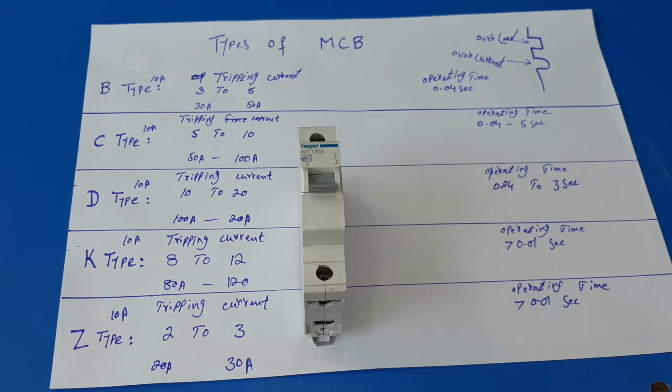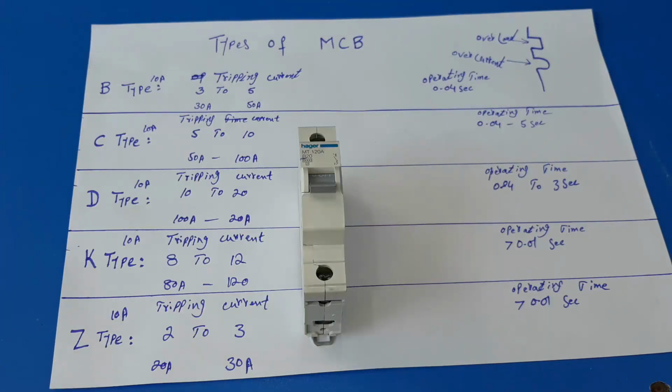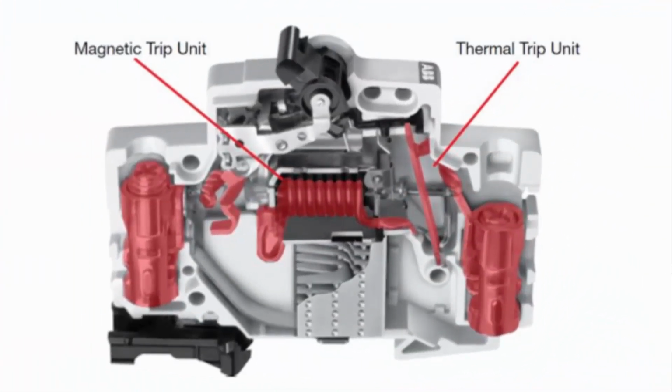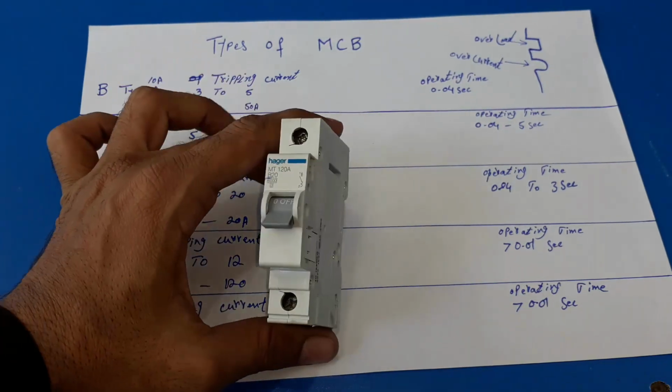For overload operation, the MCB has a bimetallic strip, which you are seeing in the picture. The bimetallic strip causes the circuit to open. When your circuit has an overcurrent for any reason, your MCB will open. For short circuit protection, it has an electromagnetic element, which you are seeing in the picture. Here I am showing the electromagnetic part in the MCB.